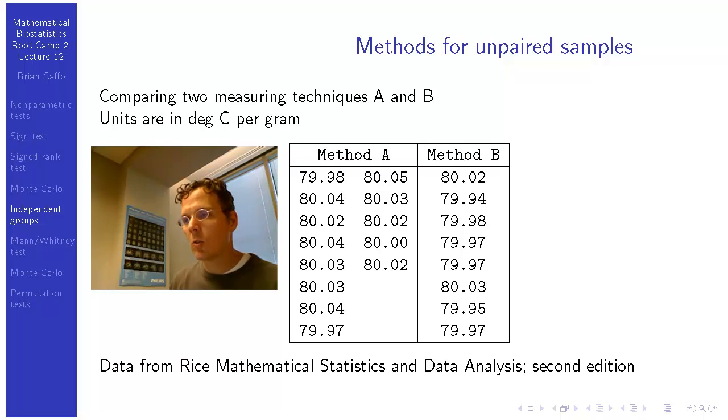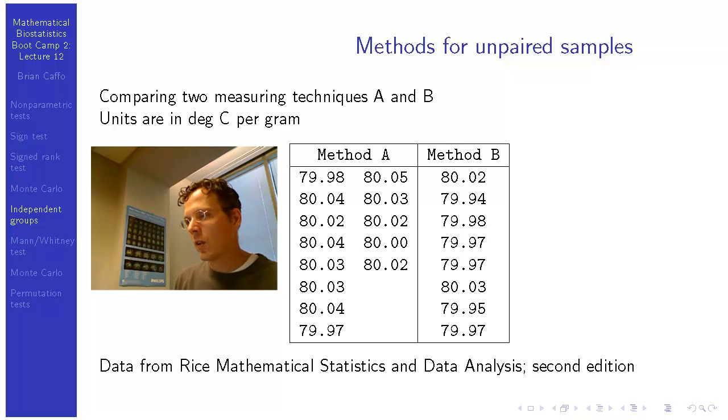Let's talk about the non-parametric equivalent to the unpaired test. And here we're comparing two measurement techniques, again from this wonderful book from Rice, Mathematical Statistics and Data Analysis. Anyway, they were comparing two measuring techniques, and the units are in degrees Celsius per gram. And here we have a group measured with method A and a group measured with method B. And we want to test, are the measurements the same? We'll be a little bit more formal about the hypothesis in a minute. But let's talk about how we can do that.